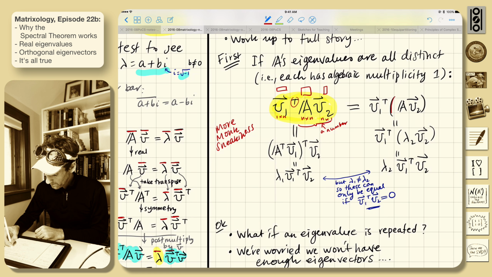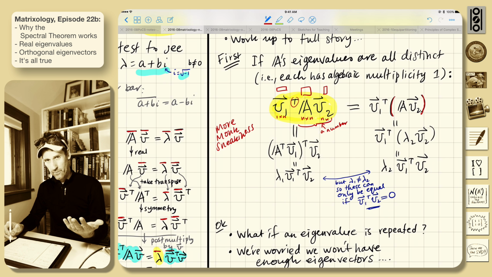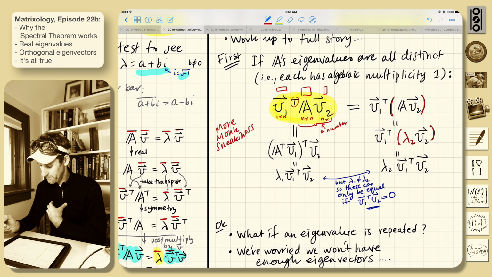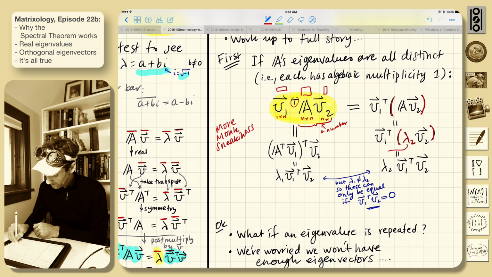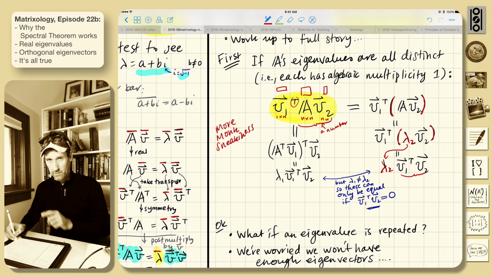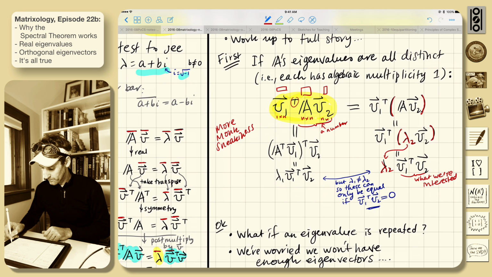One is to cordon off. So we'll go this way first. We'll cordon off the A V2, and we'll use the fact that it's an eigenvector. So we're going to replace it with lambda 2 times V2. And we can pull that lambda, we'll extrude it out the front. And then we just have lambda 2 times this inner product of V1 and V2. Right, so this is what we're after. What we're interested in. So that was sneaky.